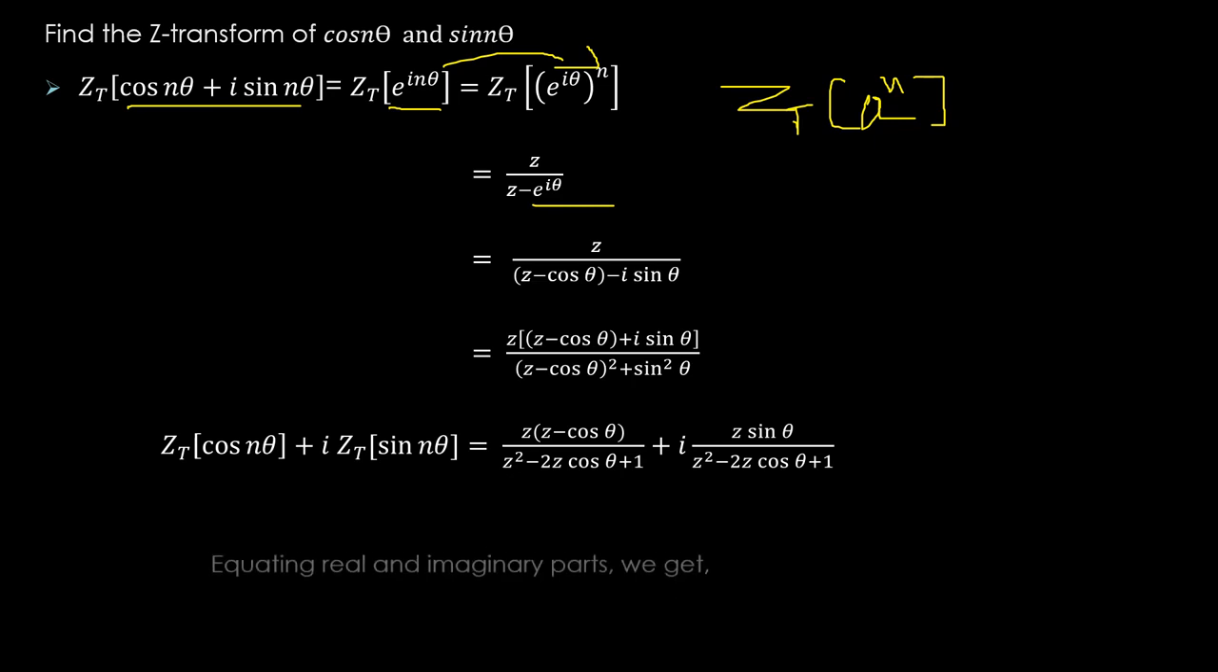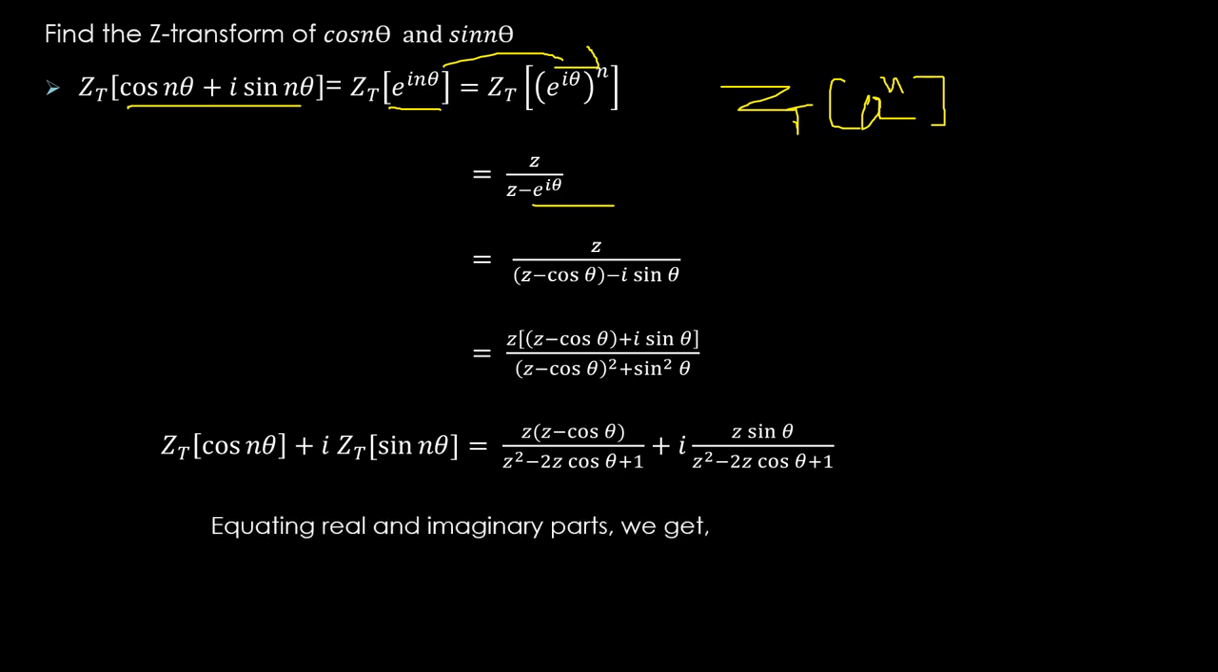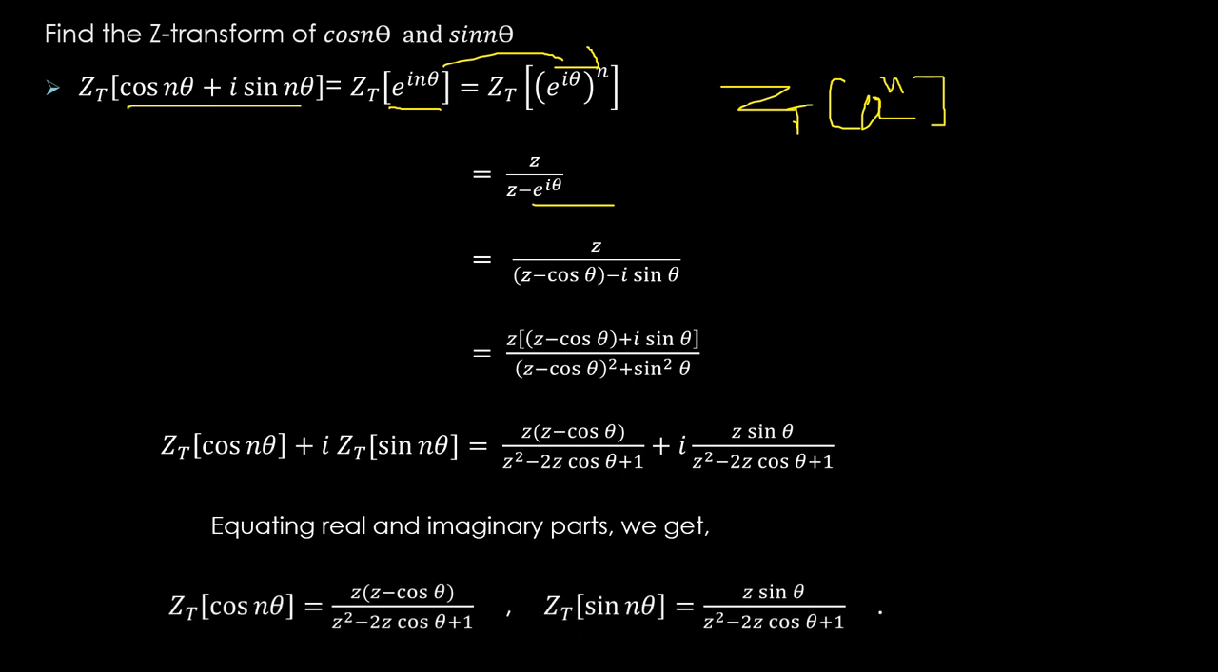Now comparing the real and imaginary parts, we'll get z transform of cos theta is z into z minus cos theta divided by z square minus 2z cos theta plus 1, and z transform of sin theta is z sin theta divided by z square minus 2z cos theta plus 1.